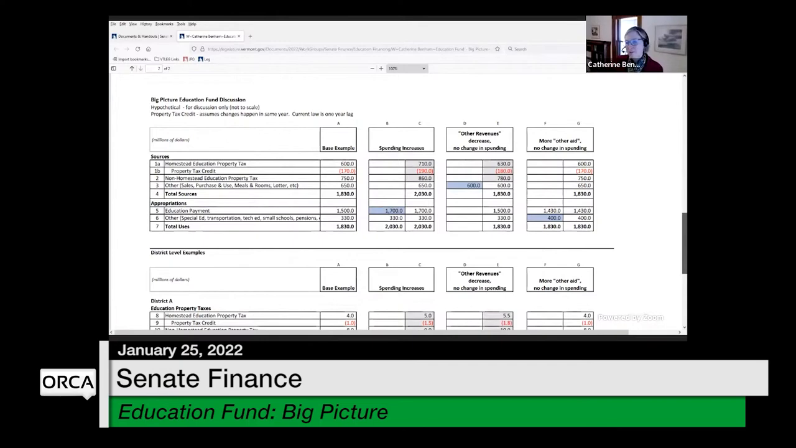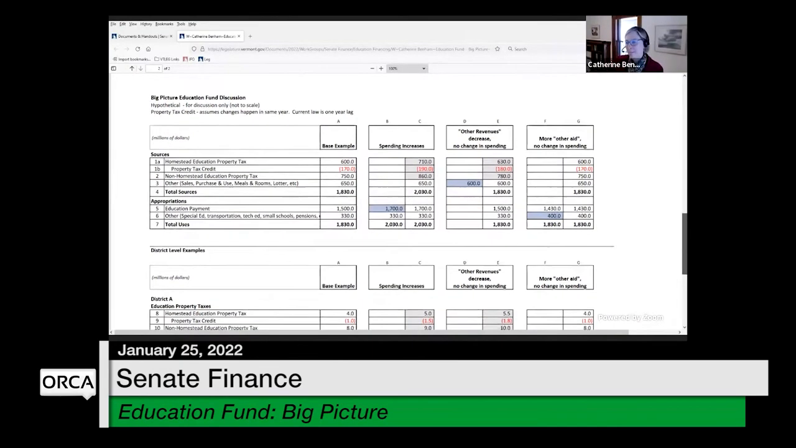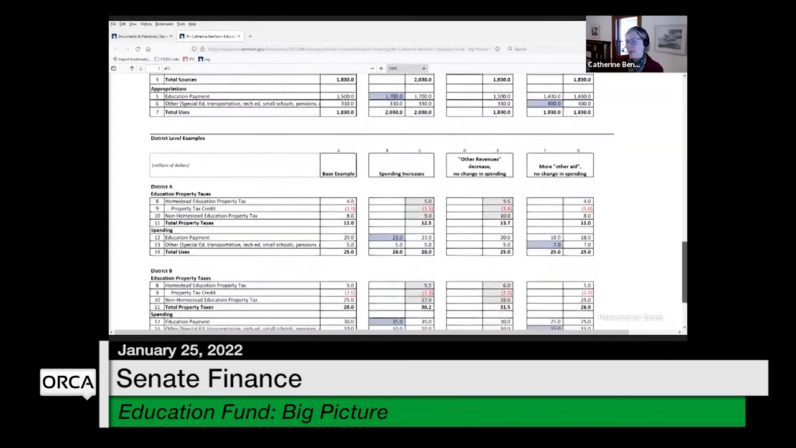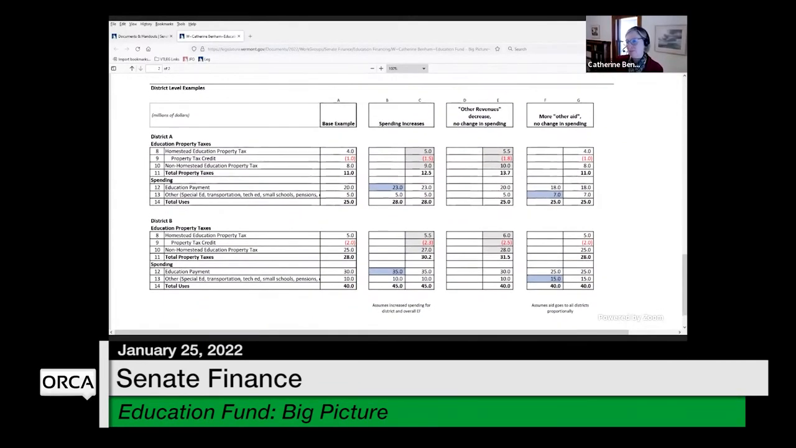What I might do next is walk through just some district examples. So it's the same example, but on a district level. Once again, you have this district A and district B, and here is how it plays out in their district. They have different makeup of property wealth and kids and spending. Let me just say this, I'm assuming that all towns increase their spending, not just this one, but if all of them increase, including this individual town, again, their taxes, both their homestead and non-homestead, will go up.